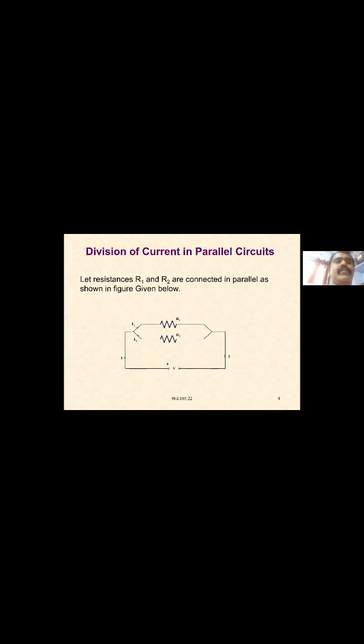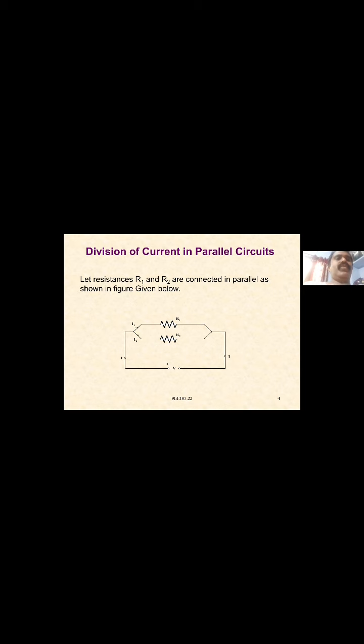Let resistances R1 and R2 be connected in parallel as shown in the figure given below. By applying the voltage, the current I flows through the network. Since two resistors are connected in parallel, the current is divided: the current I1 flows through R1 and the current I2 flows through R2.